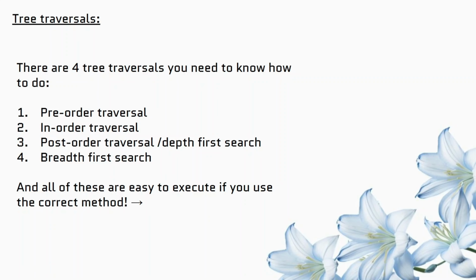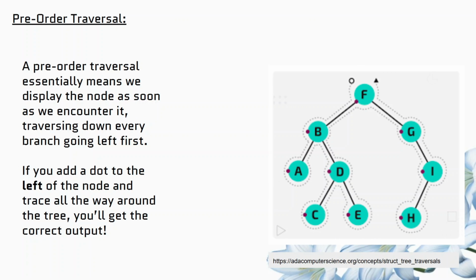So let's get straight into them. You need to know how to execute them, so let's just go straight into them. So what is a pre-order traversal? A pre-order traversal essentially displays a node as soon as we encounter it. Obviously we always start with the root node, so we're going to display it instantly, and once we first encounter a node, we're going to display it.